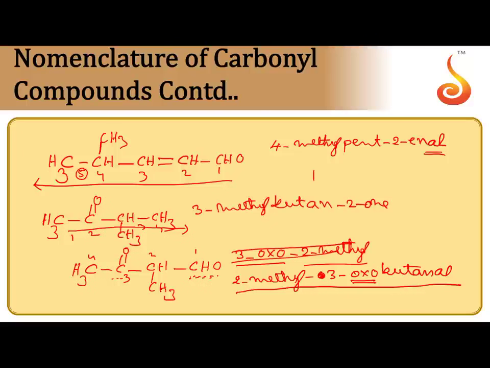For aromatic compounds, when CHO is directly attached to the benzene ring, the common name is benzaldehyde, also taken as IUPAC name. Or you select this one as main carbon chain. C6H5 is substituent, phenylmethanal, phenylmethanal also you can take.